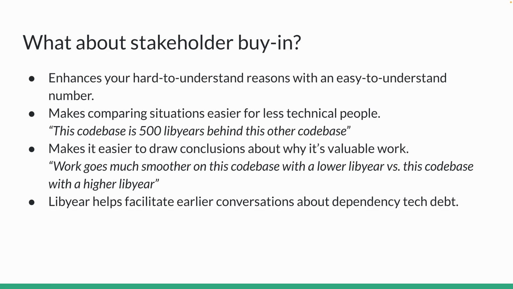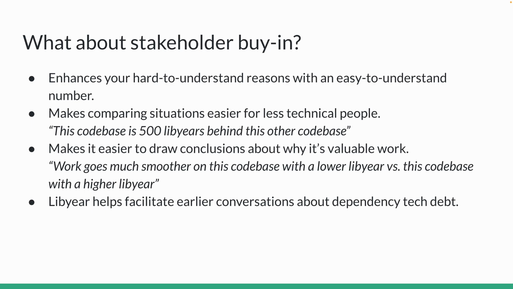The stakeholder buy-in one is quite tricky. I think if you think about some of those hard to understand reasons, for someone who's maybe less technical that you're trying to convince we should do some dependency updates, we need to get on top of this, and you're giving technical or hard to understand reasons, you can add an easy to understand number. You can say, here's two code bases, this one is 500 Libyears behind this other code base. It's pretty clear, okay, this one's in a worse state than that one based on this.